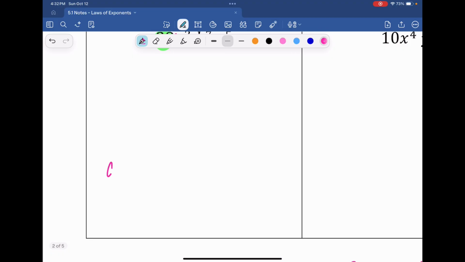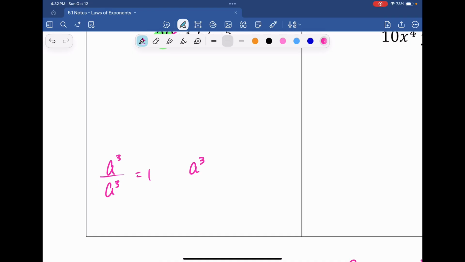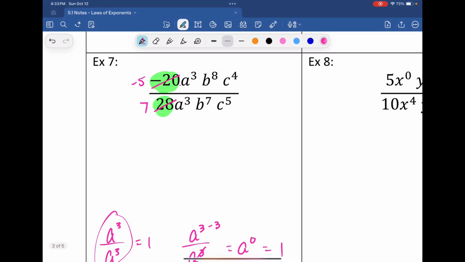All right, so I want to do this kind of down here. You have a cubed over a cubed. Well, we know a number divided by itself is 1. But using the quotient property, that's a to the 0, but it was a cubed over a cubed, which was 1. So anything to the 0 power is 1. So going back up here, a cubed cancels a cubed. You have a 1 in its place.